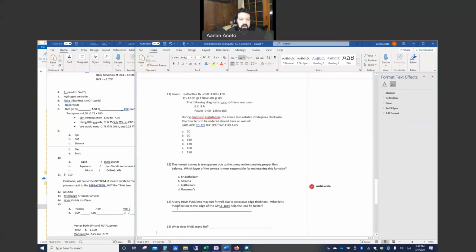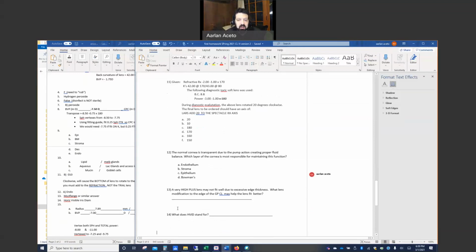The normal cornea is transparent during the pumping action, creating proper fluid balance. This is deturgescence. If it gets too much liquid in it, it becomes irregularly aligned, and then you get cloudy corneal edema. And remember, we can check that with sclerotic scatter. We can check that with a couple other techniques. But where are the pumps located? The pumps are located in the endothelium, or A for endo.